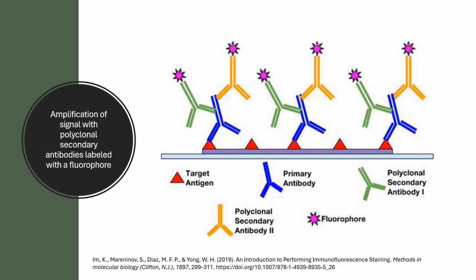Amplification of signal with polyclonal secondary antibodies labeled with the fluorophore. In choosing proper antibodies, several criteria must be taken into consideration. To prevent the secondary antibody from cross-reacting with endogenous immunoglobulins in the tissue sample, the primary antibody should be derived from a different species than that of the sample. Consequently, the secondary antibody must be against the host species of the primary antibody.